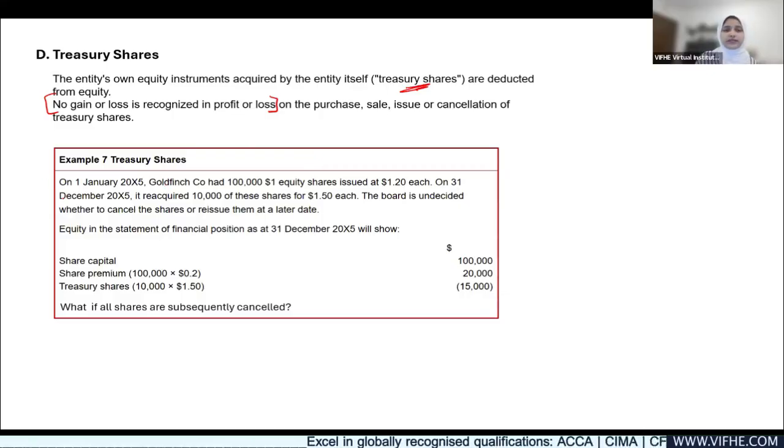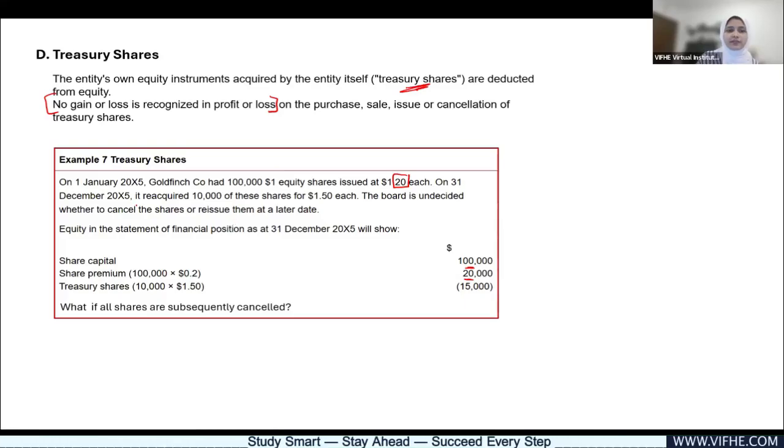Now, there is an example here. On 1st January 20x5, Goldfinch Company had 100,000 $1 equity shares issued at $1.2 each. So if you see 100,000 shares, the share capital at $1 is showing 100,000, because this will be 100,000 into $1. But the share premium is showing 100,000 into 0.2, because this extra will always be parked in premium. So in your balance sheet, this is how it will look: share capital, share premium.